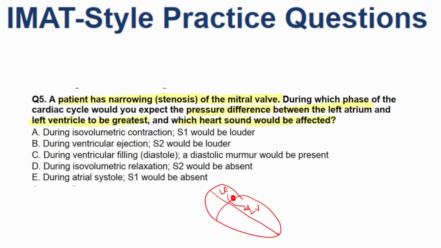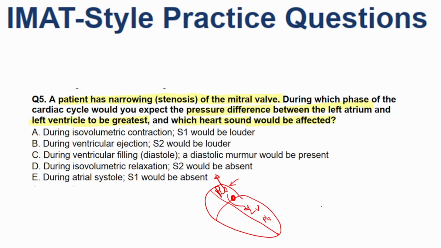Because the opening is small now, it acts like a bottleneck, creating massive resistance to blood flow. To force blood across this tight barrier, the left atrium must squeeze much harder, causing the pressure in the left atrium to skyrocket, while the pressure in the relaxing left ventricle remains comparatively low.